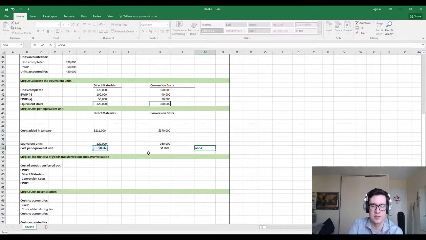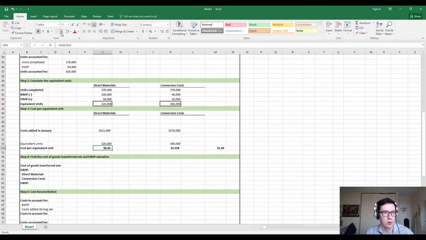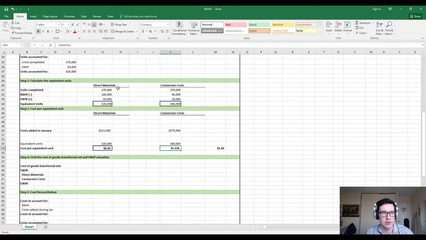So the total unit cost, or the total cost per equivalent unit, is going to be the 66 cents plus the $1.02 and 8 cents. So $1.69. And I'm just going to create a border around the cost per equivalent unit for direct materials, for conversion costs, and the total cost per equivalent unit, which is $1.69.